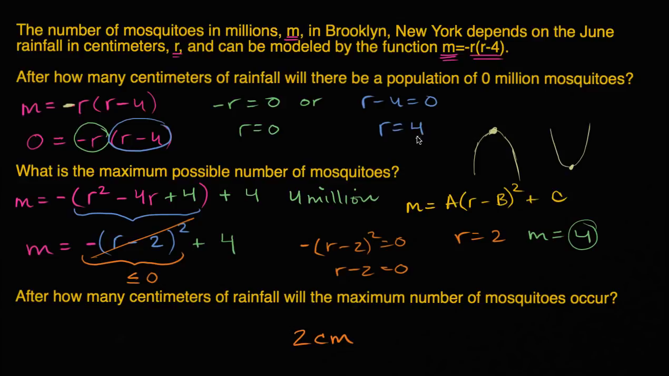And I guess after 4 centimeters of rainfall, in theory, you have negative mosquitoes. I don't know what that would mean. That might just be a situation where the model breaks down. I don't know what negative million mosquitoes would actually mean. The relevant area where this model should hold is between 0 centimeters of rainfall and 4 centimeters, because after that the model starts describing negative values for m. So anyway, hopefully you found that interesting.